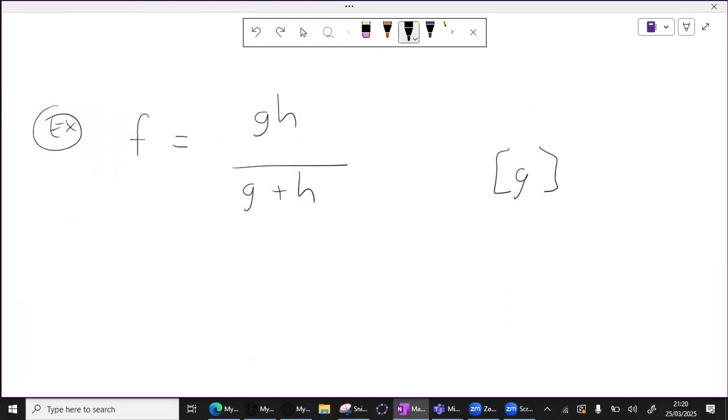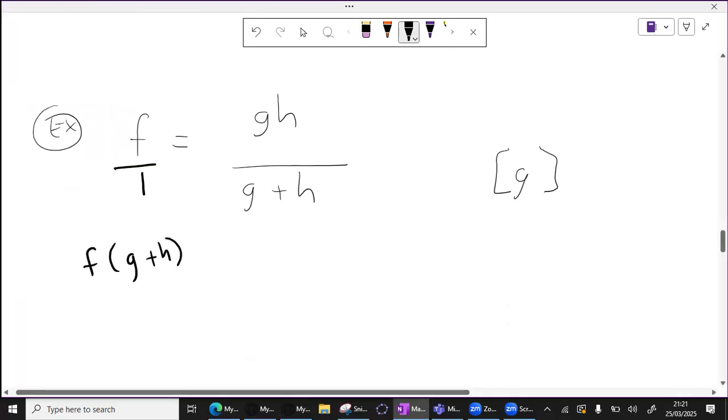So we want to make G the subject of the formula. I can see there is more than one G, but also there is a fraction. So the very first thing is to make him into a fraction also. Cross multiply. This gets rid of all fractions. So F times G plus H, 1 times GH, which is just GH. So I have F times G and F times H is equal to GH.